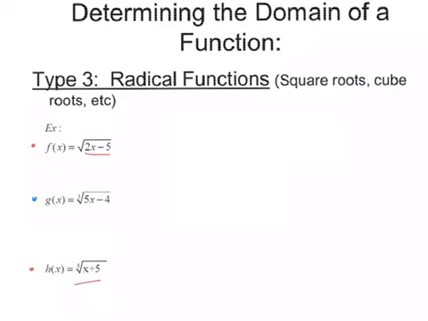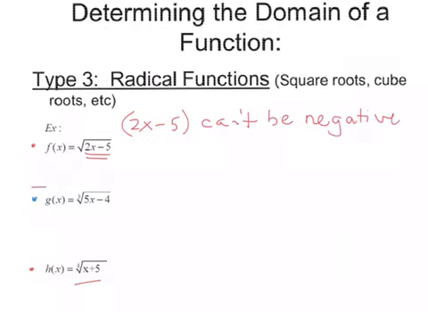So instead, if this quantity right here can't be negative, then what it can be, sometimes it's easier to look at the other end of the spectrum. What it can be is positive or zero. So therefore 2x minus 5, whatever's inside, you set greater than or equal to 0 and you solve.